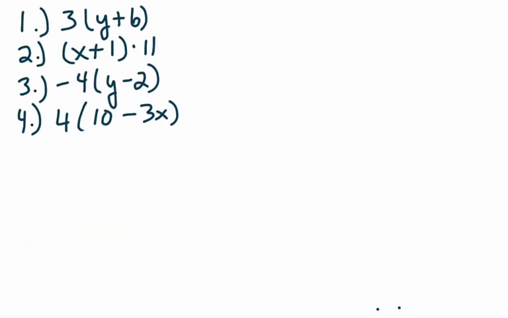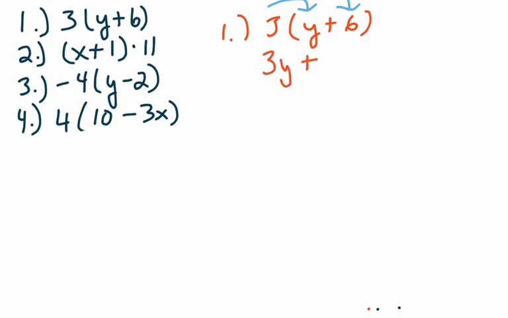Okay, I put the first 4 on the same page together because these are what I would call garden variety. We just want to practice the concept. And so for this first one, we have 3 times y plus 6. So we're going to distribute that multiplication through the parentheses. 3 times y is 3y, and 3 times 6 is 18.